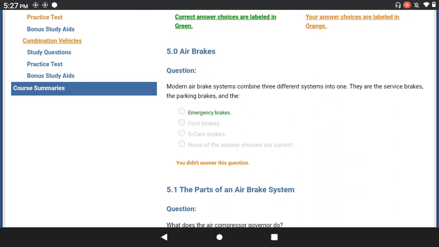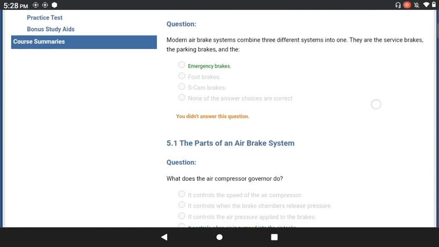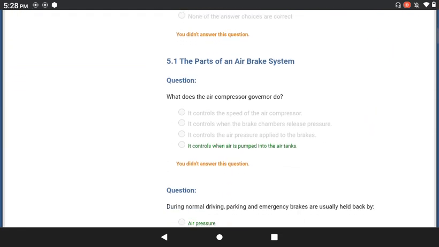Modern air brake systems combine 3 different types of system into one. They are the service brakes, the parking brakes, and the emergency brakes. Those are the 3 braking systems. What does the air compressor governor do? It controls when air is pumped into the air tanks.